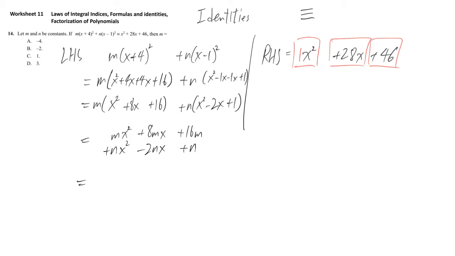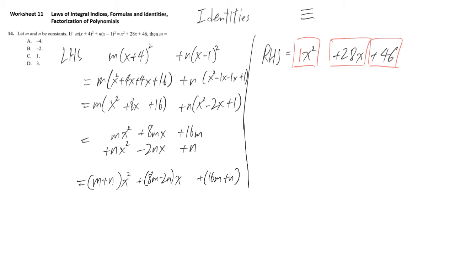If we conclude, I want to know, in short, how many x squared come from this term and this term. We have (m plus n) x squared. Similarly, we have (8m minus 2n) times x, and the constant is 16m plus n together.